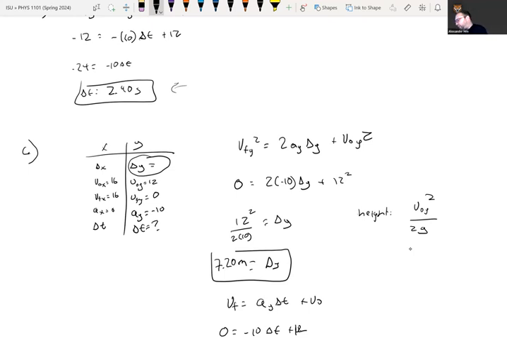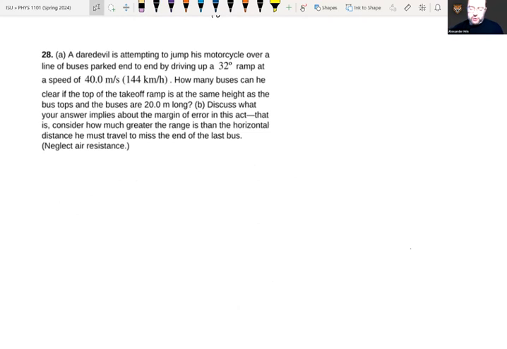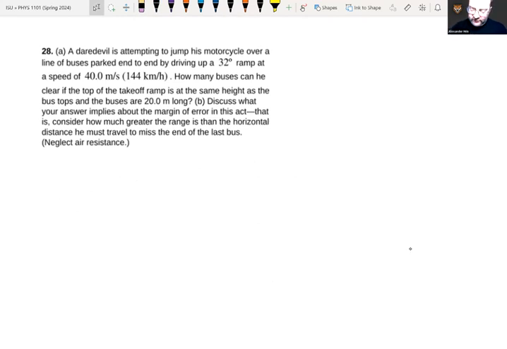The next problem I want to do is actually pretty similar. It is this daredevil problem. And it says a daredevil is attempting to jump his motorcycle over a line of parked buses from a ramp. Okay, so basically what this is saying is you've got this ramp, you've got this biker going at some velocity. We'll make there, that's a biker. And he's going at some velocity in this direction. Now we know this angle is 32 degrees.